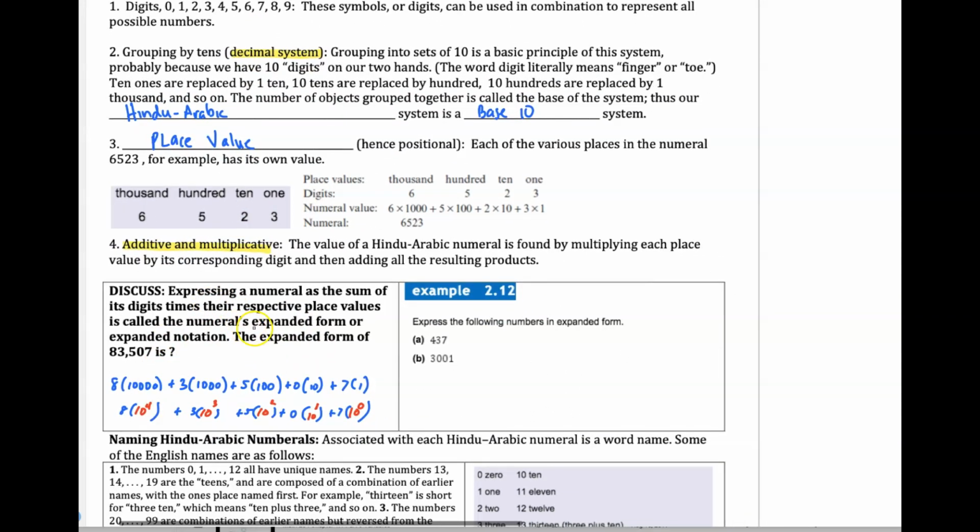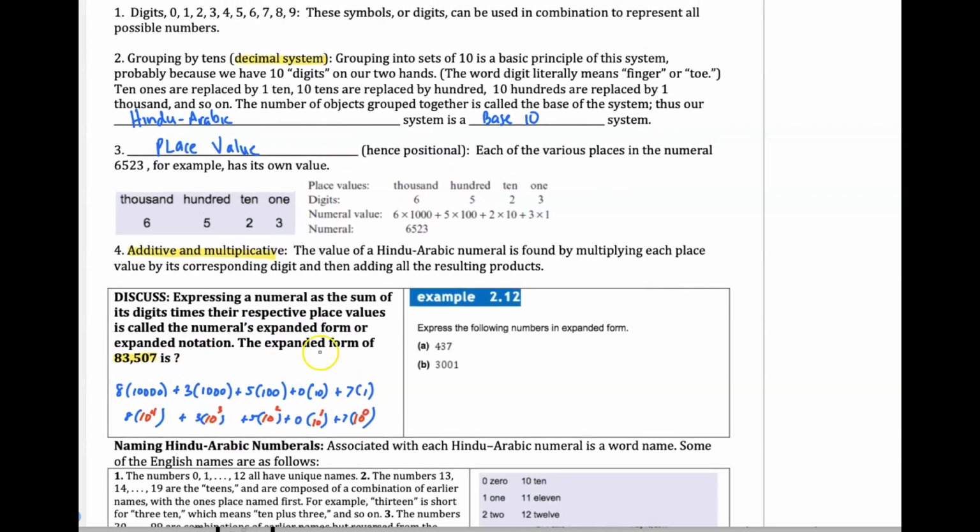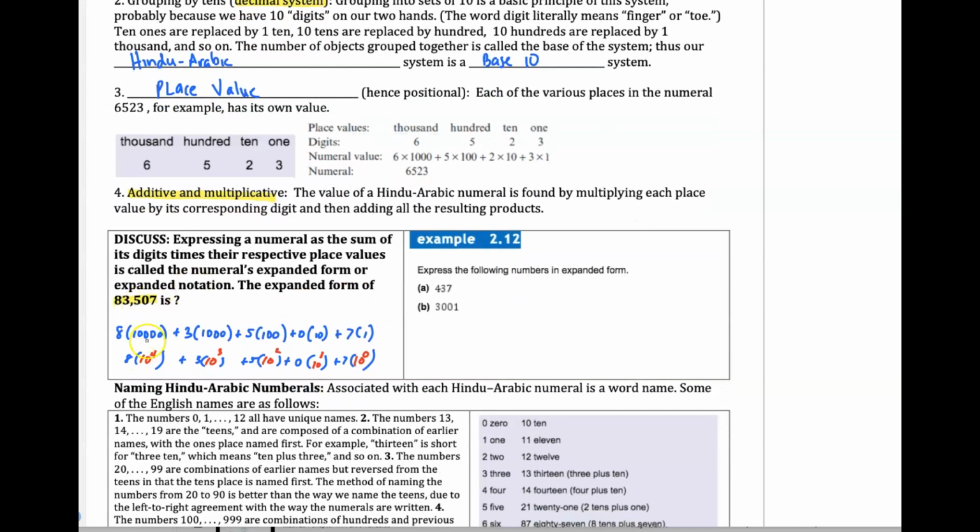And so expanded form really shows us what the value of 83,507 is. Each location has a specific value associated with it. The 8 means 8 10,000s, 3 1,000s, 5 100s, 0 10s, 7 1s. If you were to practice this and write out these examples in expanded form, the 437 really means 4 groups of 100 plus 3 groups of 10 plus 7 groups of 1. So there's a language being spoken to us when we see a number.